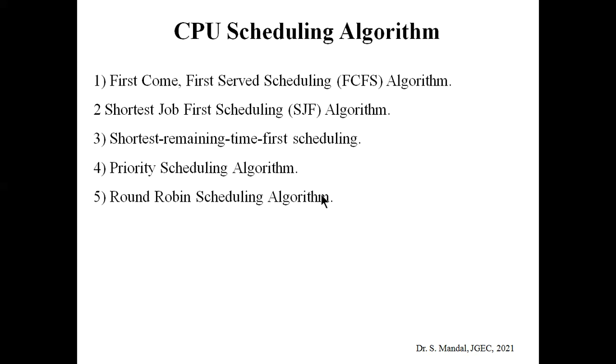Now these are the 5 scheduling algorithms that are already proposed, and these are in your syllabus also. So we will discuss these 5 algorithms one by one. First one is the first come first served scheduling algorithm. Second is the shortest job first scheduling algorithm, and third is the shortest remaining time first algorithm. Fourth is the priority scheduling algorithm, and fifth is the round robin scheduling algorithm. Okay, so these are the 5 important algorithms for CPU scheduling.